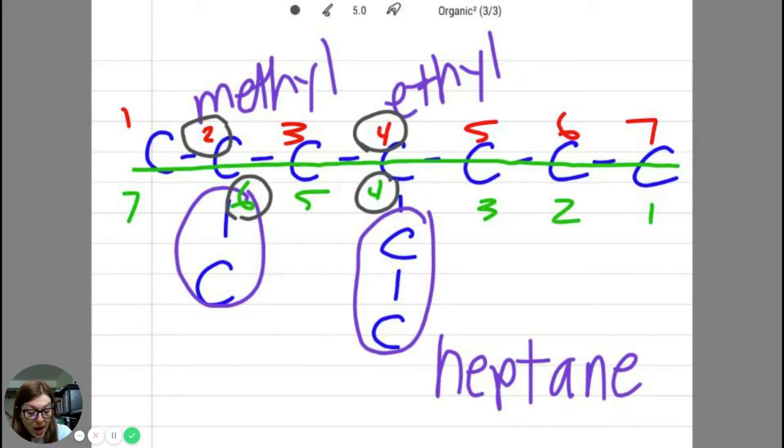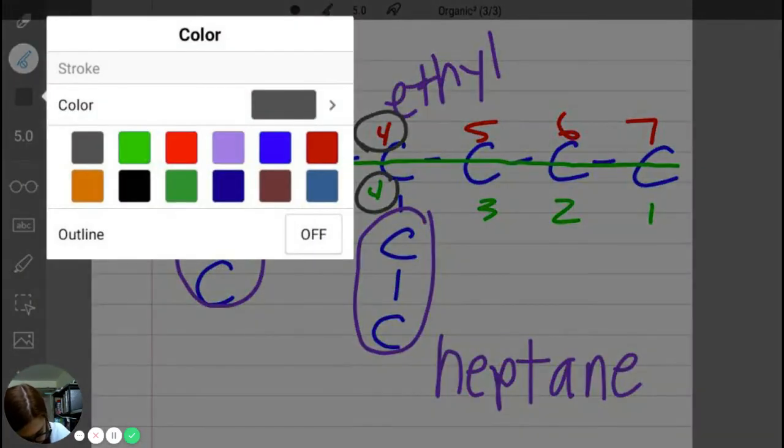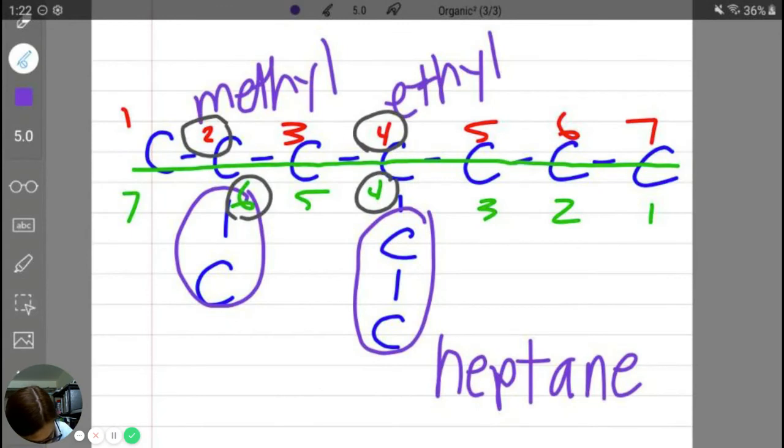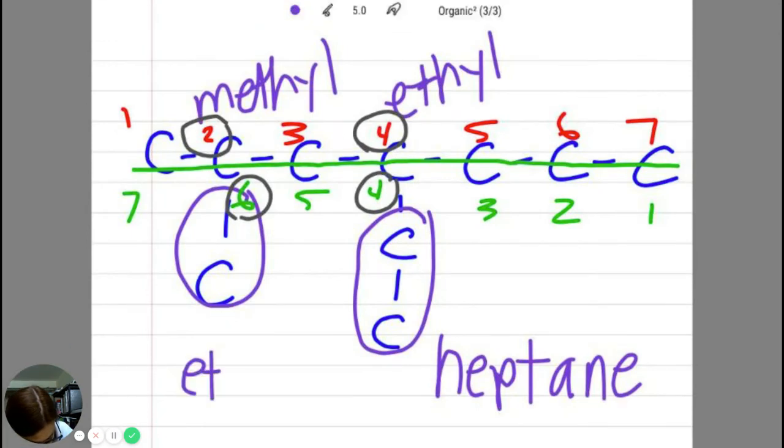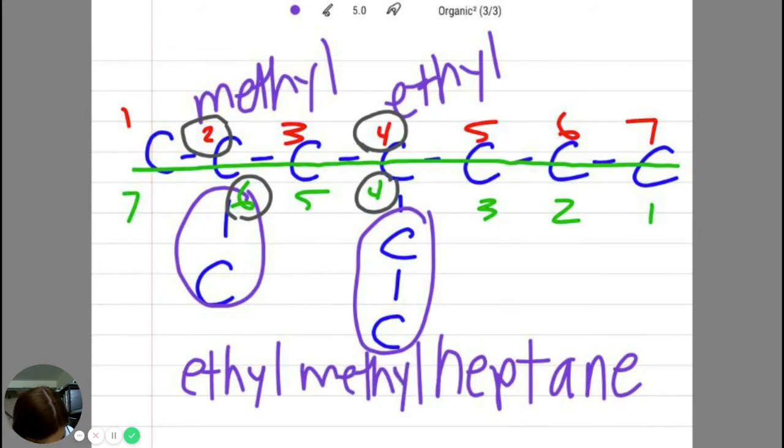Now, my rule says that my things need to be named alphabetically. So I'm going to look at the name of my dangles. I have a methyl and an ethyl, and according to the alphabet, ethyl should come first. So we're going to have ethyl, methyl. I know this sounds ridiculous. This is actually how it's done.